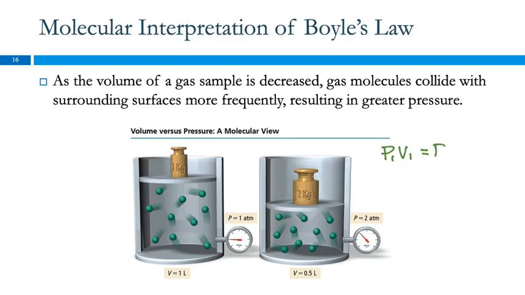P1V1 equals P2V2. Pressure 1 was 1 atmosphere. Volume 1 was 1 liter. Pressure 2 is 2 atmospheres. And volume 2 is half of a liter.